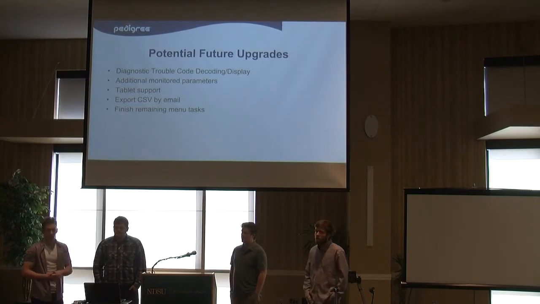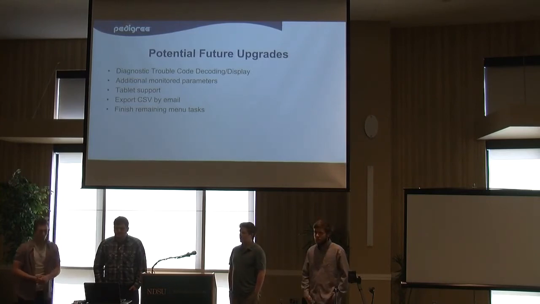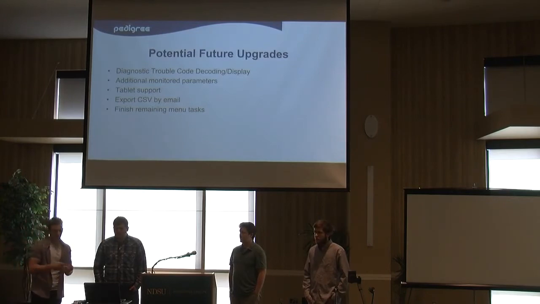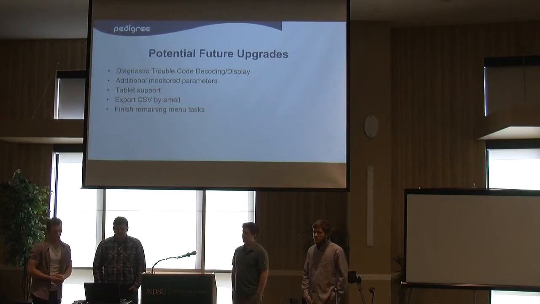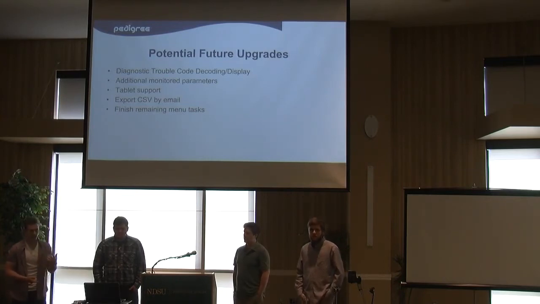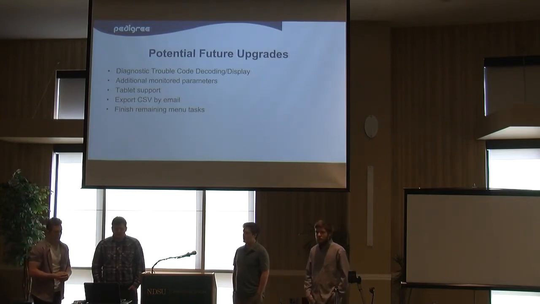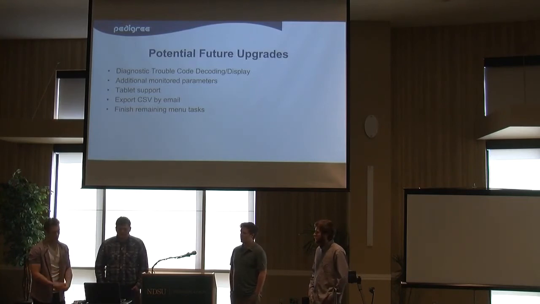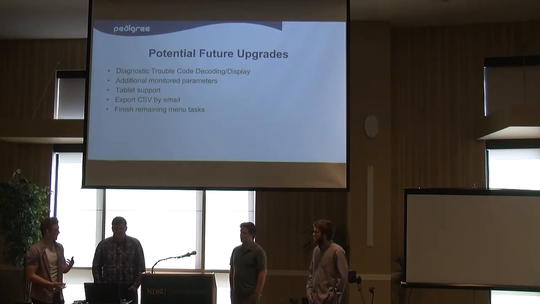Tablet support was one thing that they mentioned they want in the future. Our app works with some tablets, but on some tablets it doesn't work quite so well, and the resolution gets changed drastically. Then everything gets skewed, and it just doesn't look correct. So that could be a thing for the future. And then exporting the CSV by email or sending it to the servers, whichever one Pedigree wants. And then finishing up the remaining tasks for the menu that weren't quite completed.